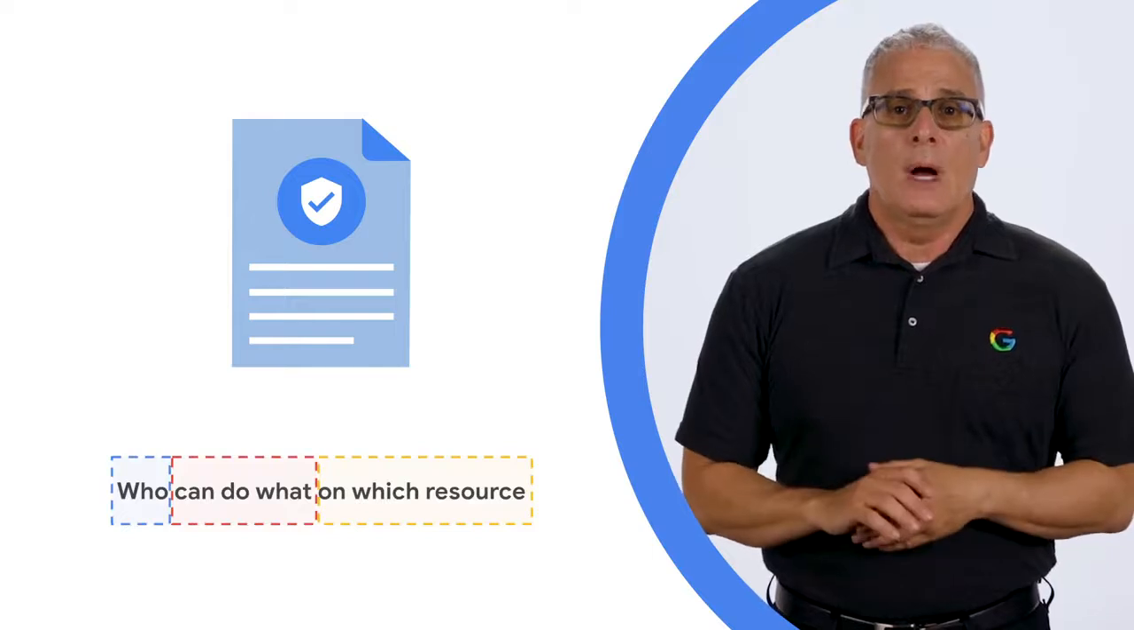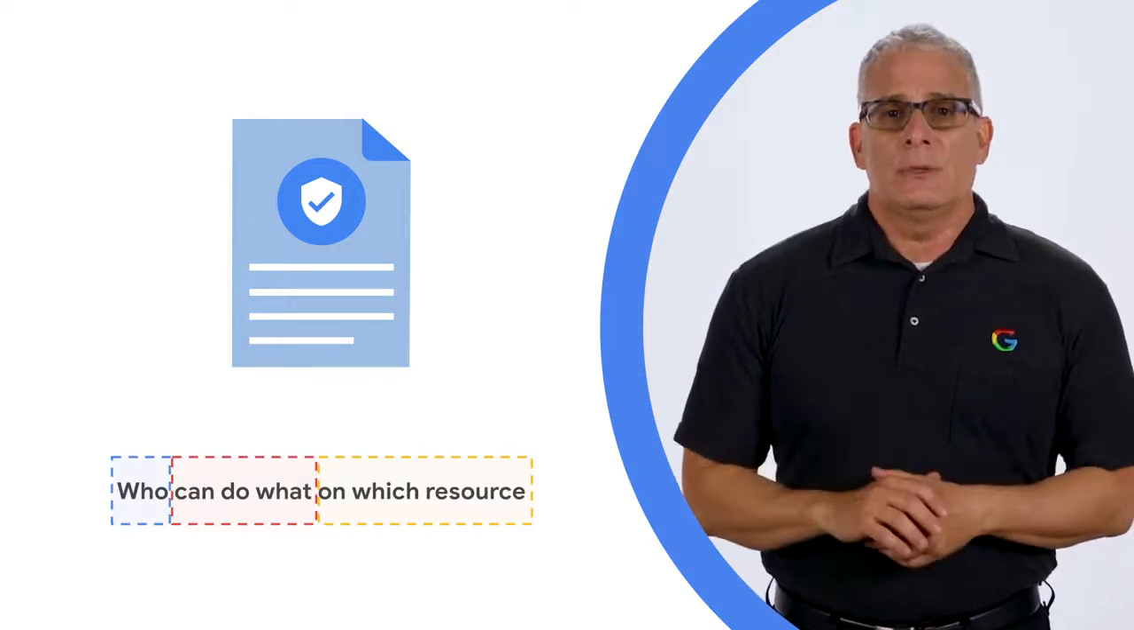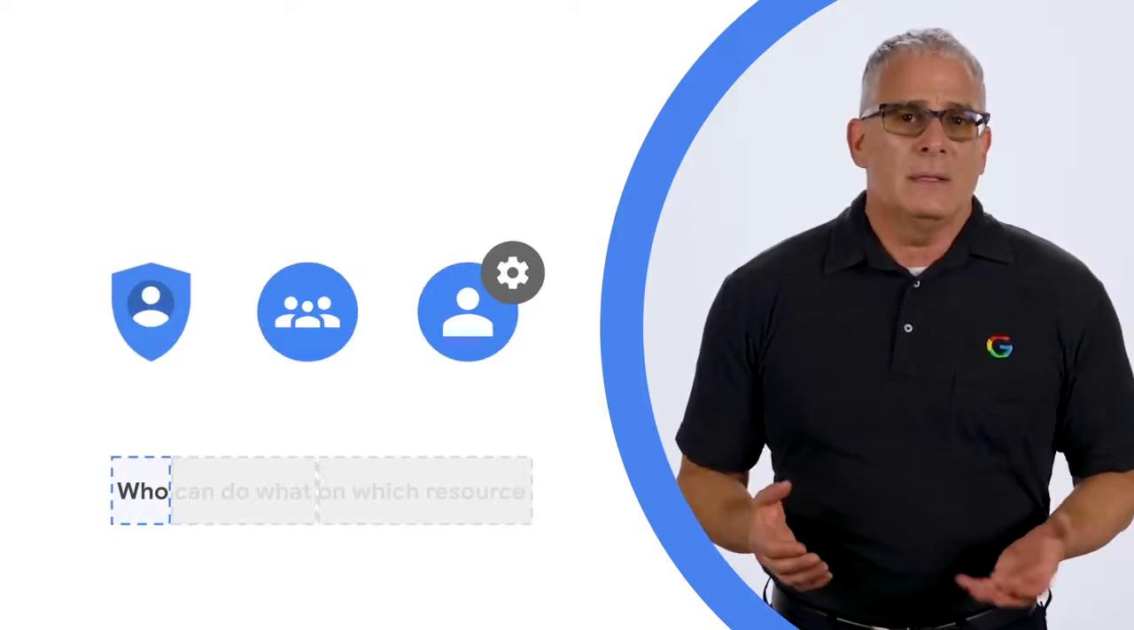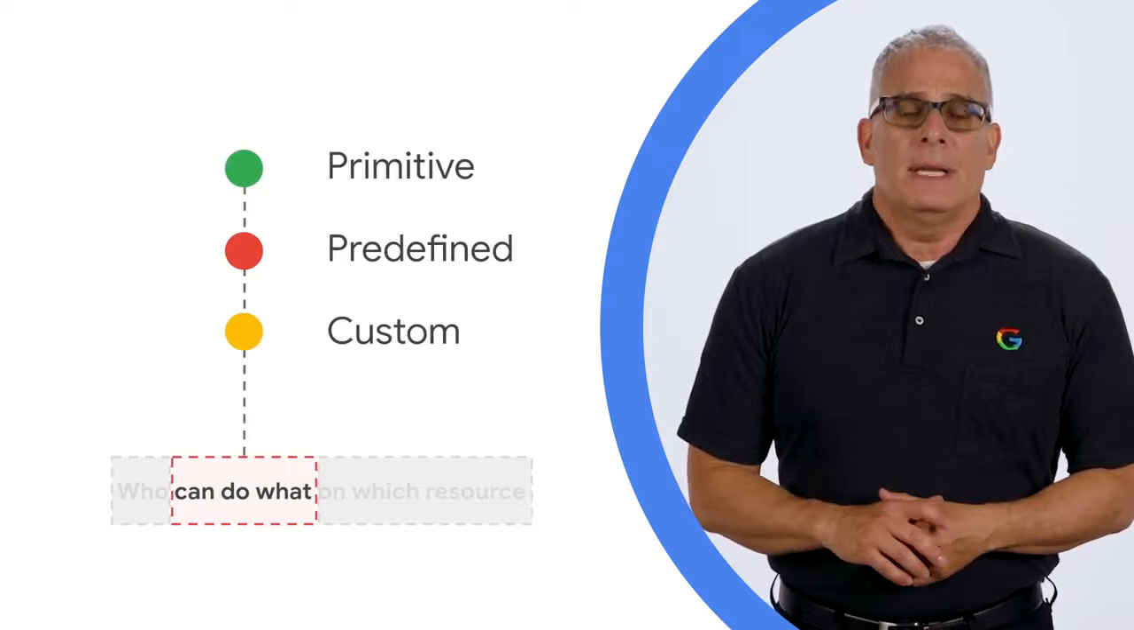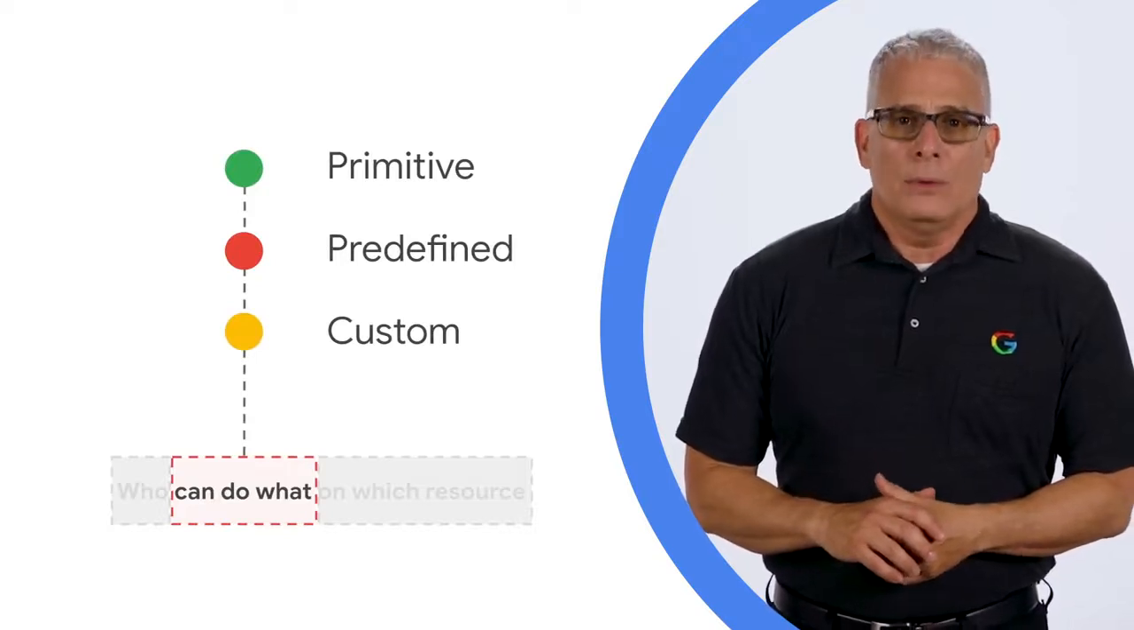An Identity Access Management Policy, or IAM policy, is made of three parts: who, can do what, and on which resource. The who part of an IAM policy can be a Google account, a Google group, a service account, or a Google Workspace or Cloud Identity domain. The can do what part is identified by IAM role.